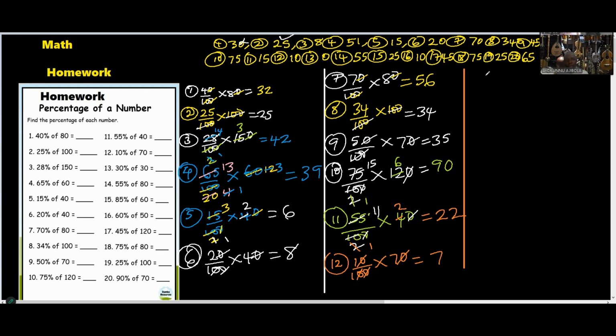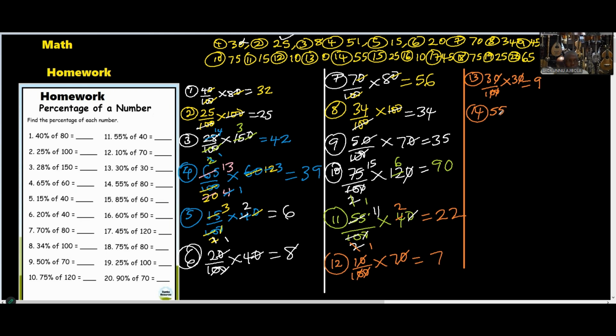Number 13. So for number 13, we have 30% of 30. So two zeros cancel two zeros. 3 times 3 gives us 9. That's the answer.